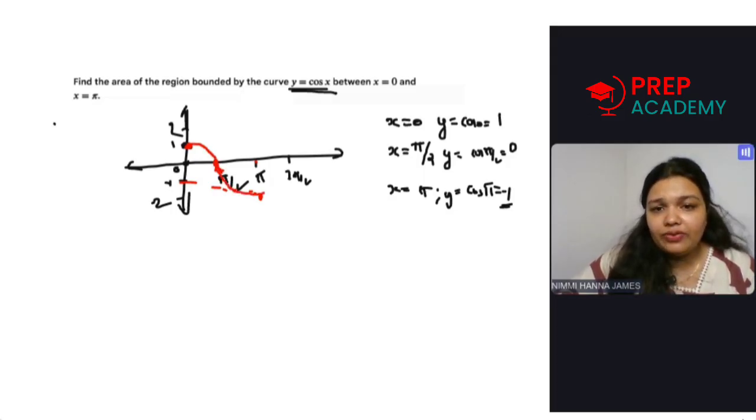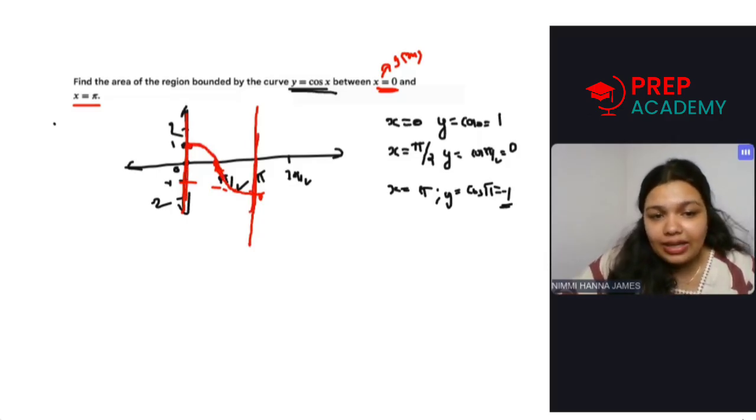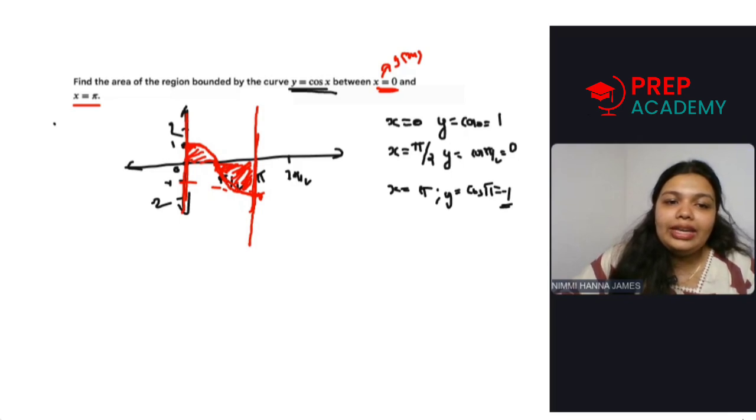We just have to find the area between x equal to 0, which denotes the y-axis. So the y-axis is one of the borders of the area, and x equal to pi, that is, we are drawing a line parallel to the y-axis through pi. This line and this curve, the closed area is this much. So these are the two areas that this curve is covering.